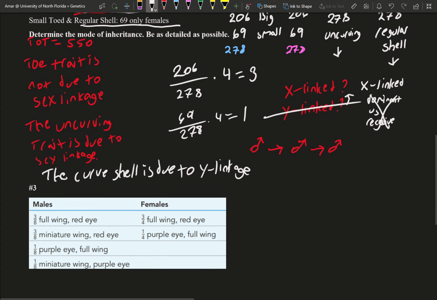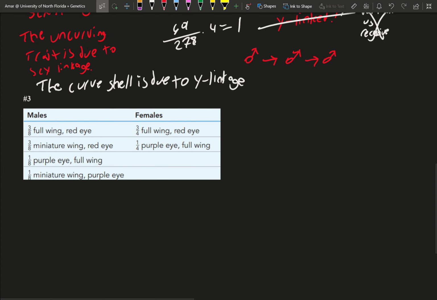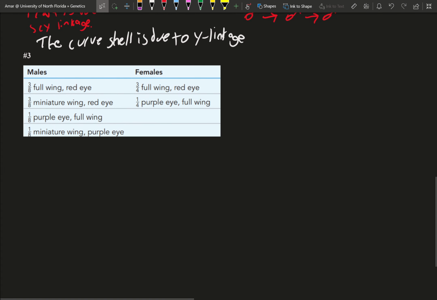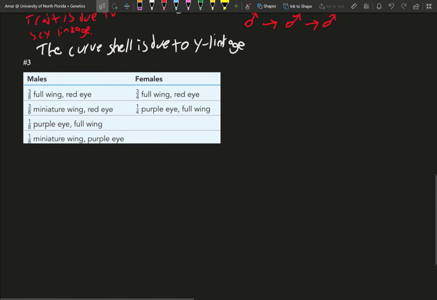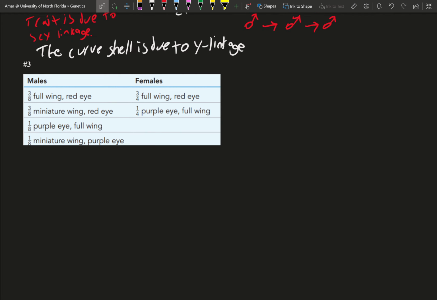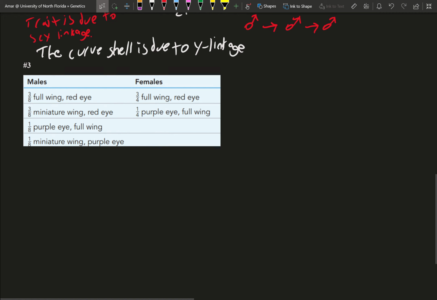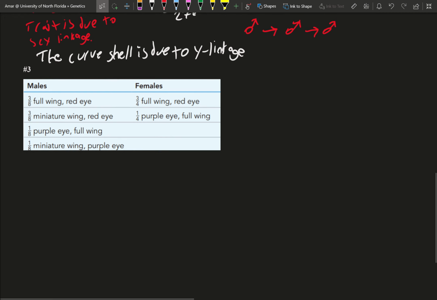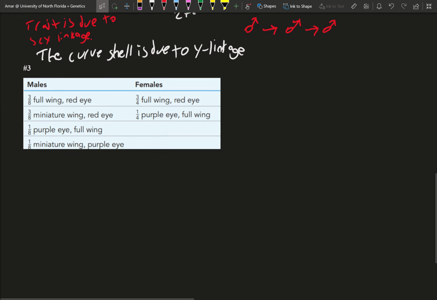So let's do one more problem. This video is getting kind of long, but one more problem. So now I'm giving you the ratios or the proportions, and what you need to figure out is if this particular trait is due to sex linkage or not. So same thing, we're going to separate out the wing size first. So let's get rid of the eyes for now.